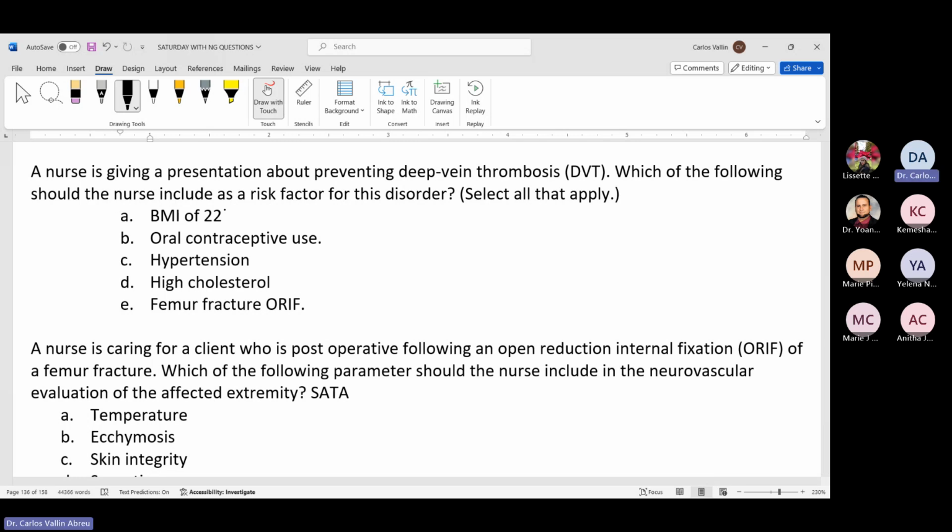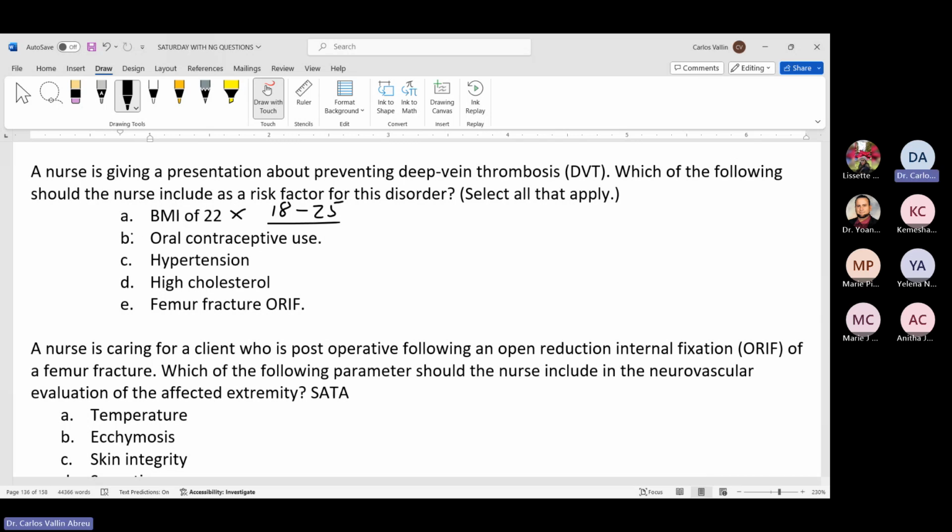Body mass index of 22. So how is body mass index 22? It's normal, so it's not a risk factor. Obesity is a risk factor for DVT, but not this. For that option, we need to remember that normal BMI is from 18 to 25. So rounding, no? That's why it's important to know the normal BMI.